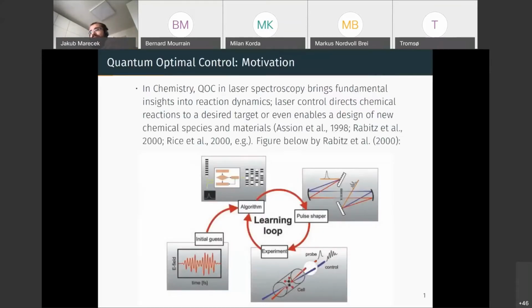Historically speaking, perhaps the most important applications of quantum optimal control come from chemistry, where since the mid-1980s, people have considered both laser spectroscopy, the use of shaping of a laser pulse so as to gain insights into reaction dynamics, as well as the laser control of chemical reactions. And this sort of a figure below is from a rather ambitious paper in 2000 in Science, which shows what the chemists think you could do in terms of the control of chemical reactions.